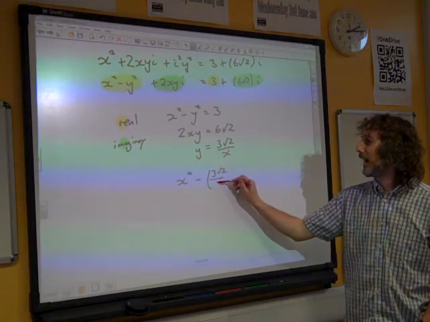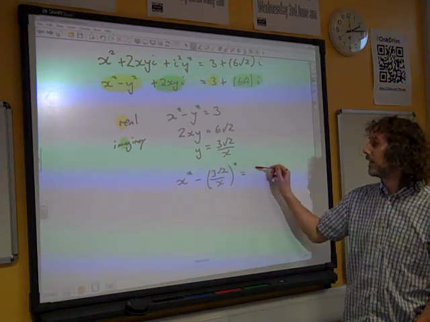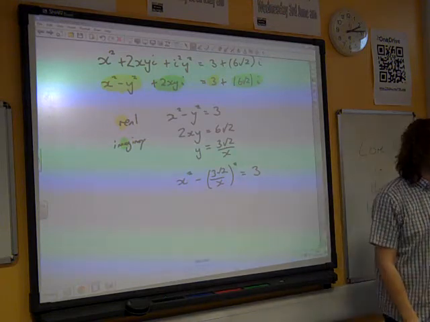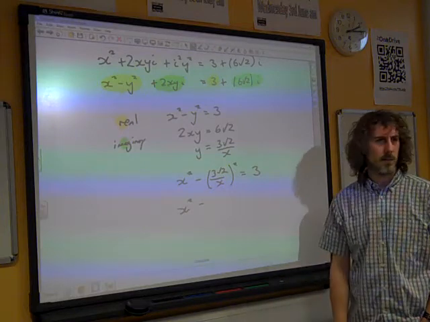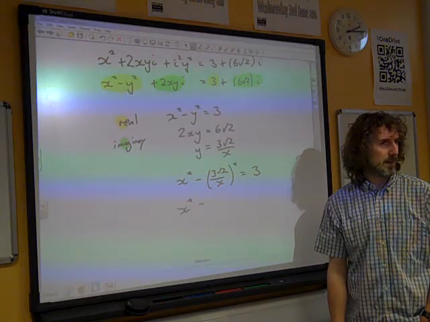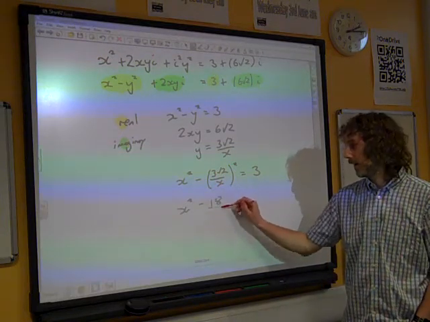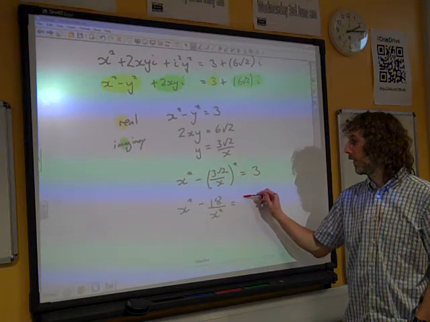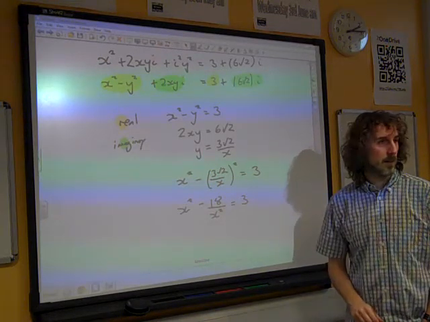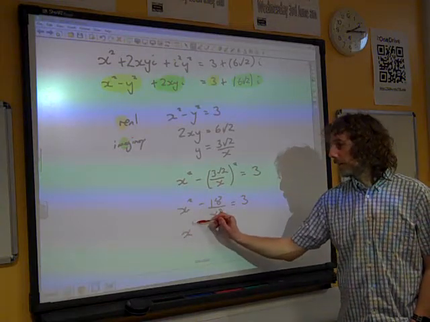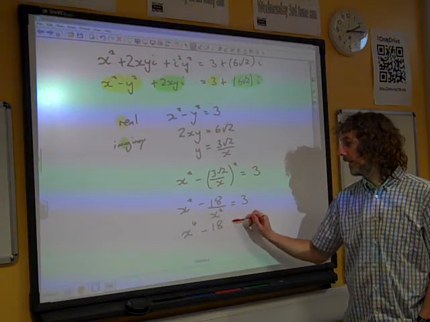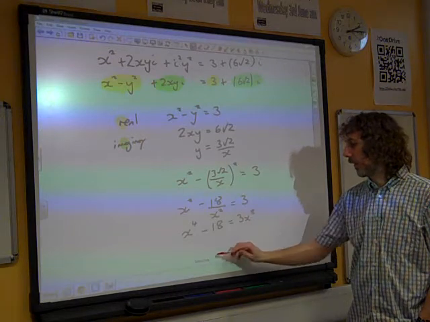So if we substitute it back in, 3 root 2 over x, squared, is 3, giving us x squared. Now what is that? That's 3 root 2 in the square is 9 times 2, so 18 over x squared is 3. Which if we multiply through, we get x to the 4 minus 18 is 3x squared.